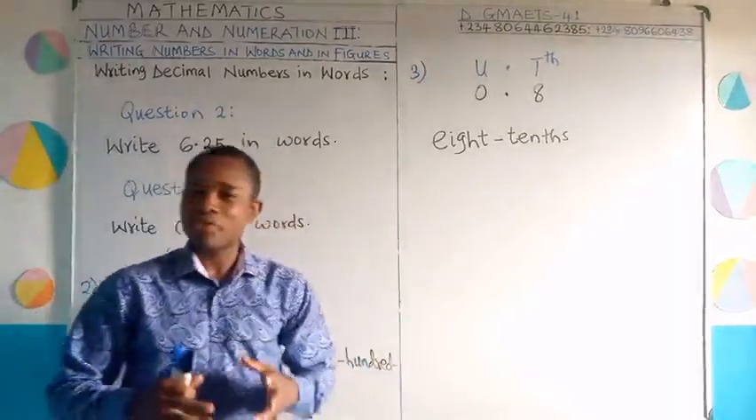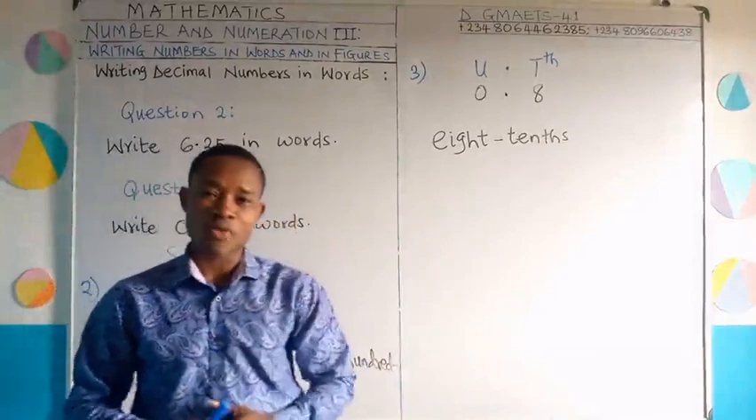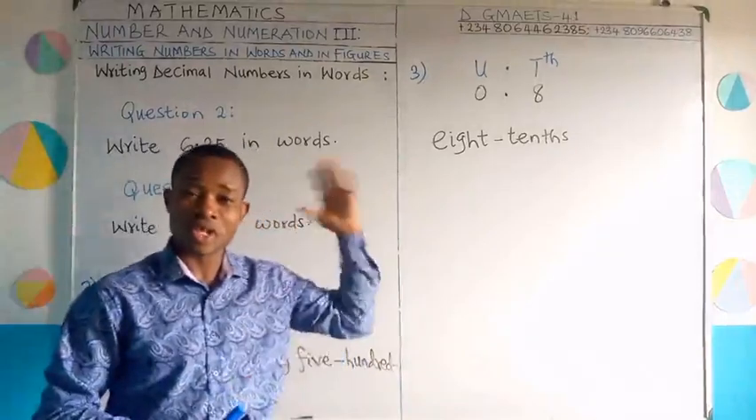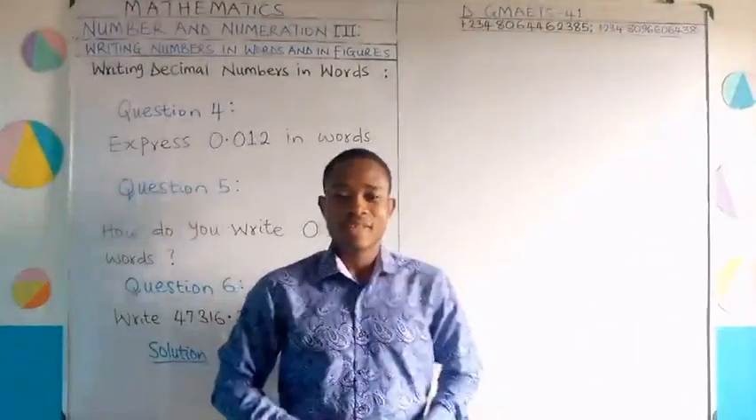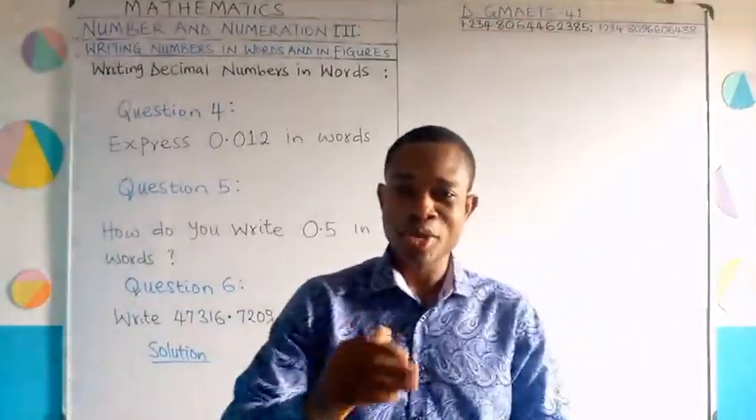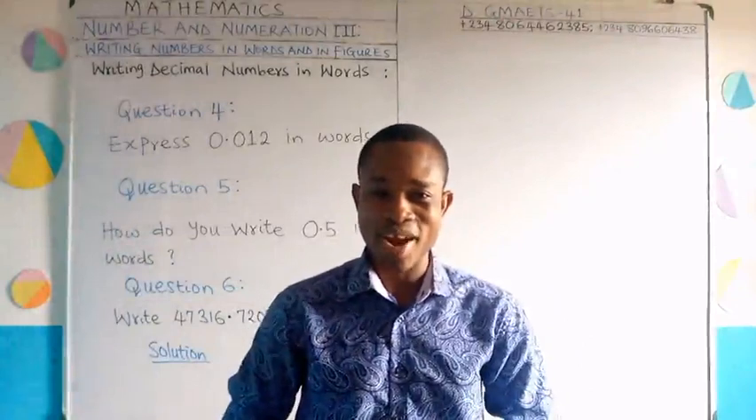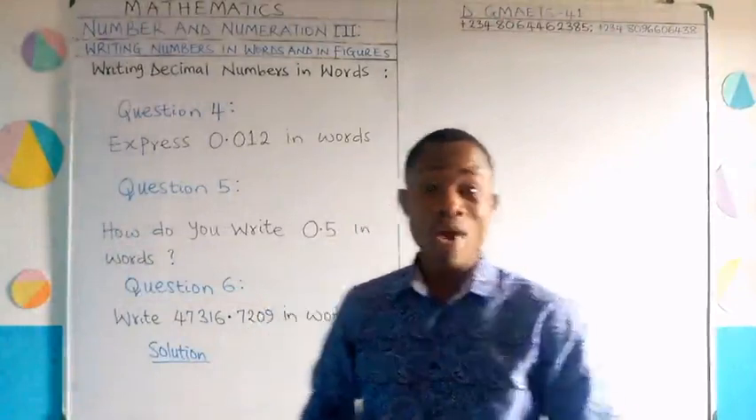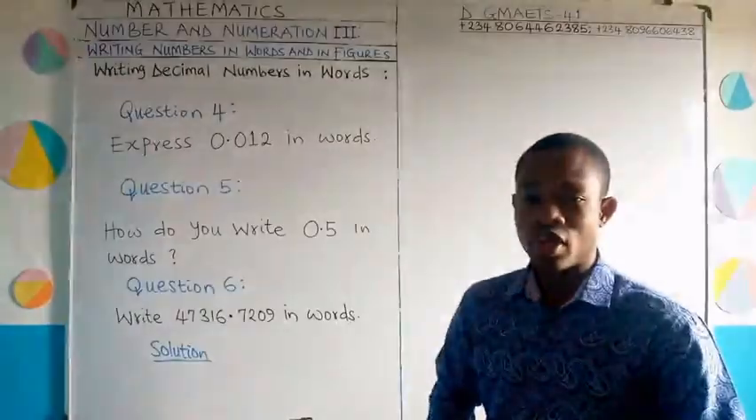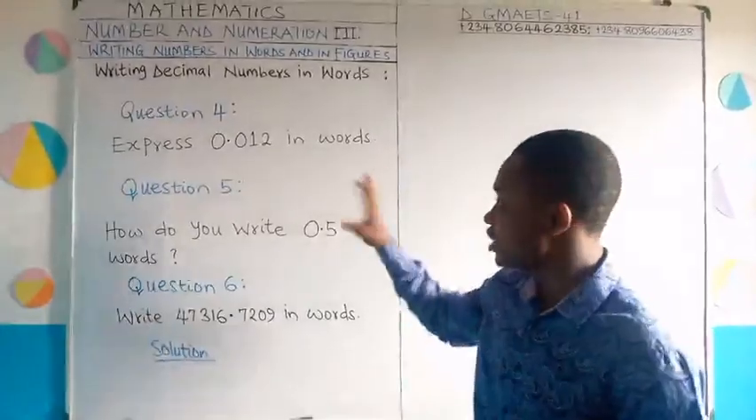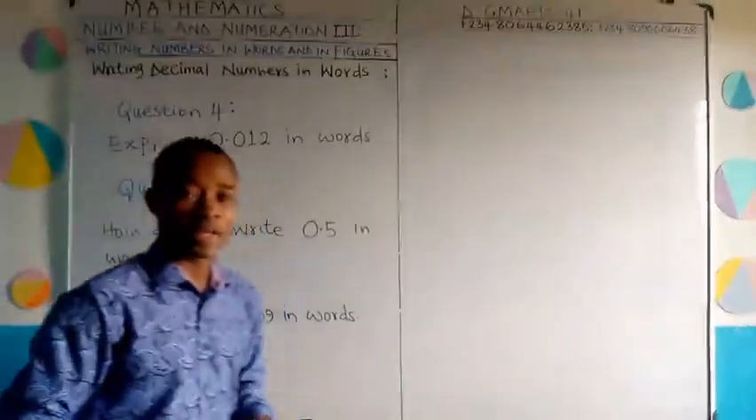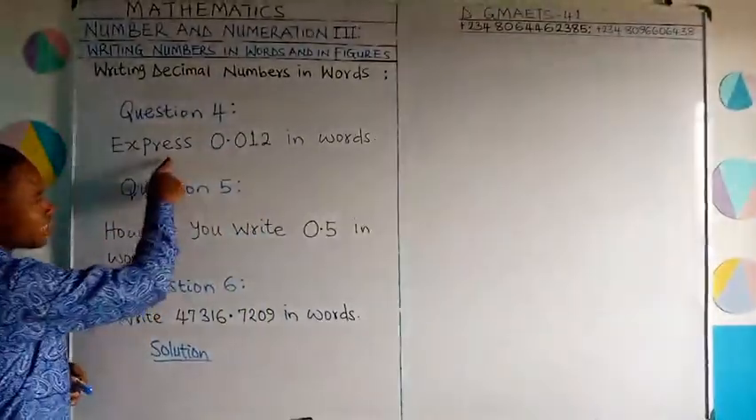We've been able to solve 3 questions. Maybe let's go for one more. Is that okay? Before we are done with these, I decided that we should go on for 3 more questions, alright? And see how far we can write these numbers in words. So we have question 4, 5, and 6. These decimal numbers, we have to write them in words. Question 4.